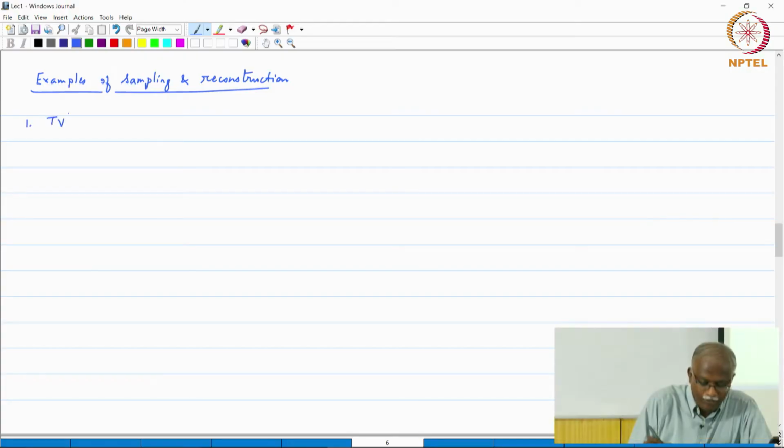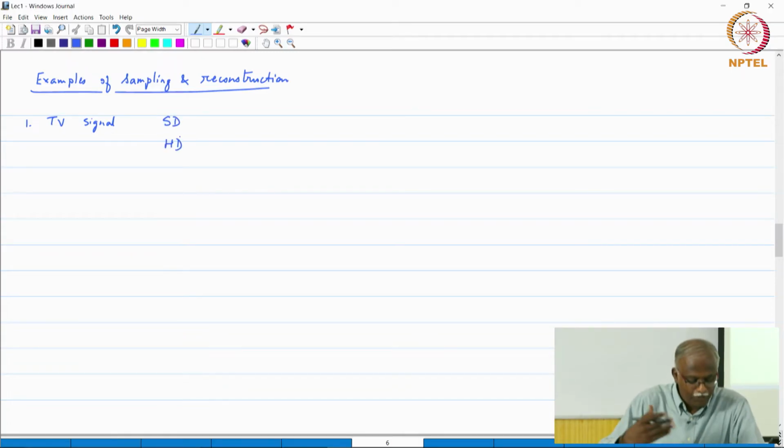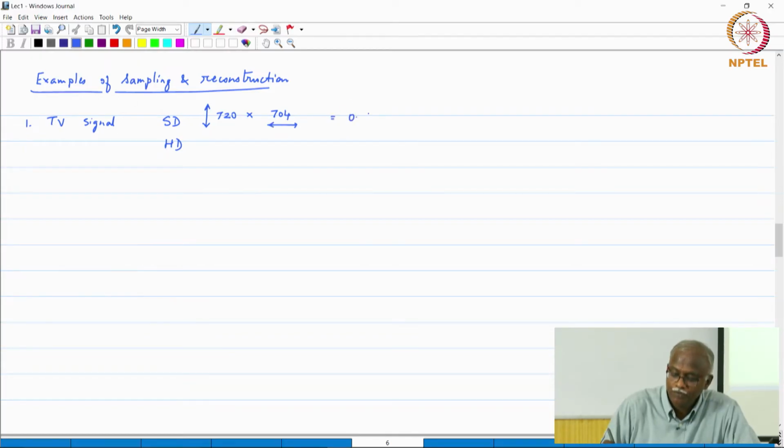So let me just write that down. First one, you have your TV signal. It could be either standard definition or high definition, it does not matter. Even if you go to ultra high definition, it is still discrete in the time process. Let's write down some of the elements of that. What differentiates standard definition from high definition? Standard definition has a certain number of pixels in the vertical dimension and a certain number of pixels in the horizontal dimension, 720 by 704. That gives you 0.5 megapixel.